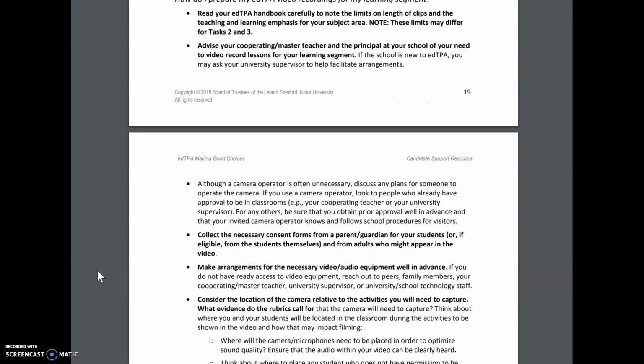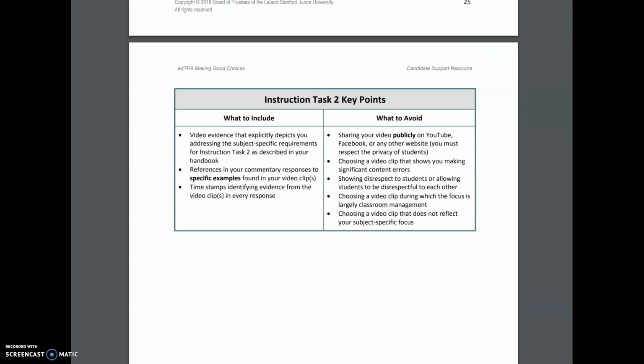Seeing a very specific layout in one area definitely relieves some of my stress because it's something that I can quickly just refer to and make sure that I'm following all of the necessary requirements that are being asked of me. Something else that I found useful was the fact that at the end of each section there were key points, and in this it is just talking about what to include and what to avoid in terms of your video that you submit.